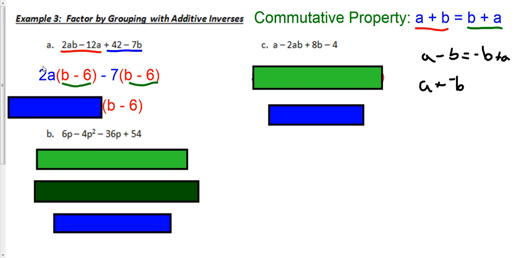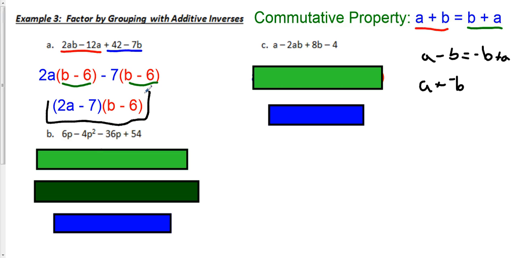And our blue piece, we have 2A and minus 7. So that binomial would be 2A minus 7. So this is now our factored form. We have two binomials being multiplied together. Again, if we were to FOIL this all out, it would become this original polynomial.